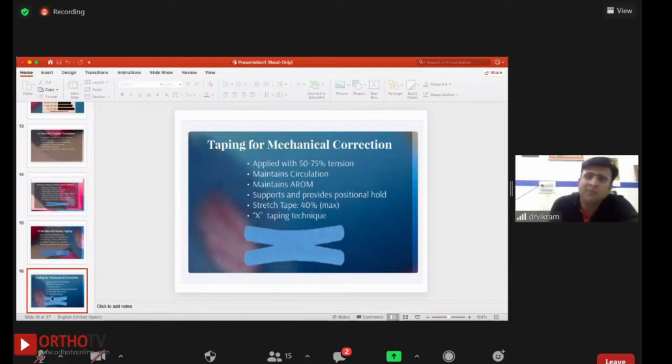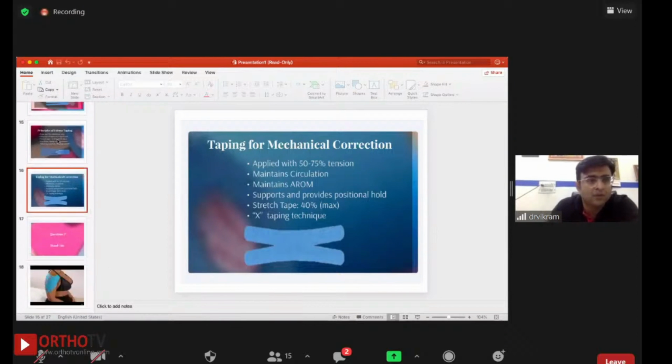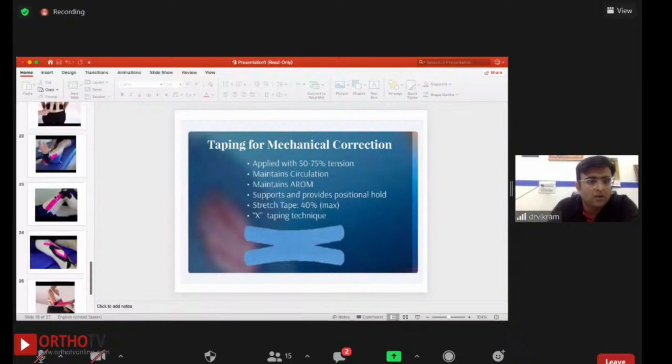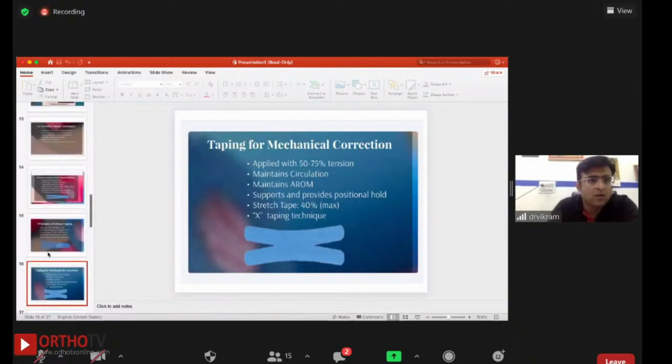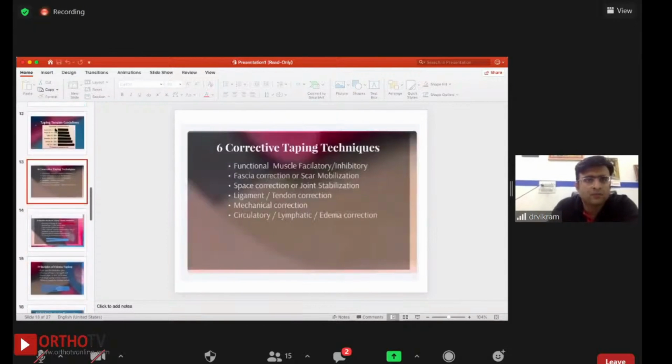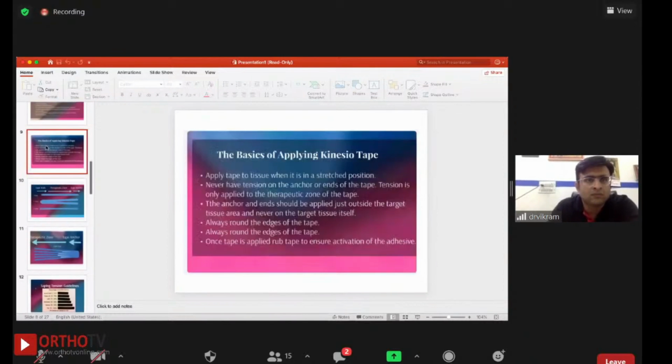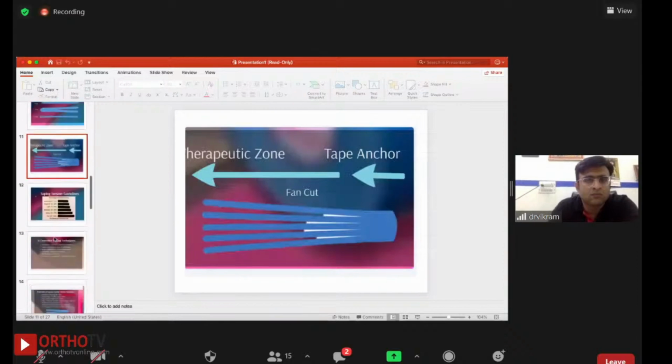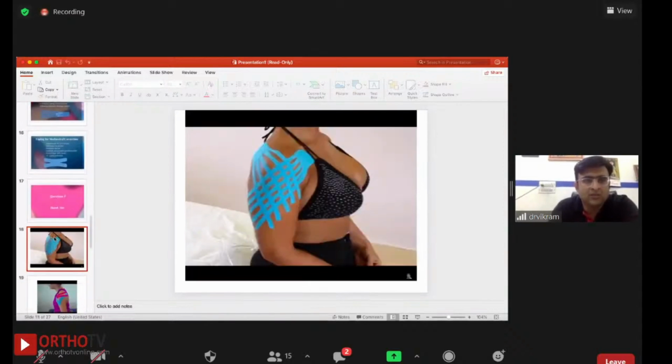40% maximum. X taping technique is used. We also use this technique when we are doing any trigger point management. These are pictures taken from the internet, just to show an example of how we do edema taping. This is for edema taping.